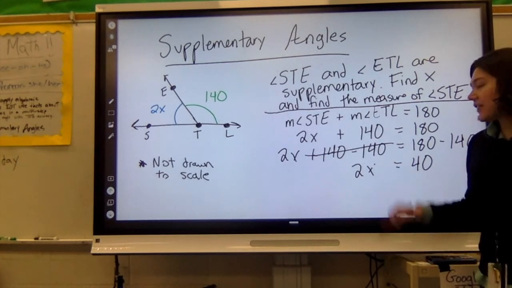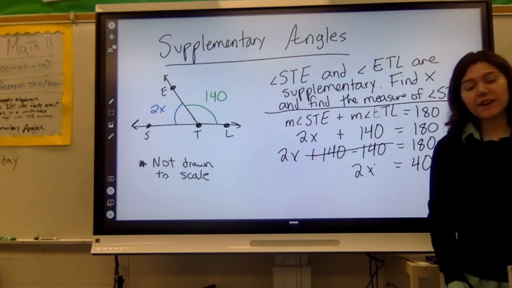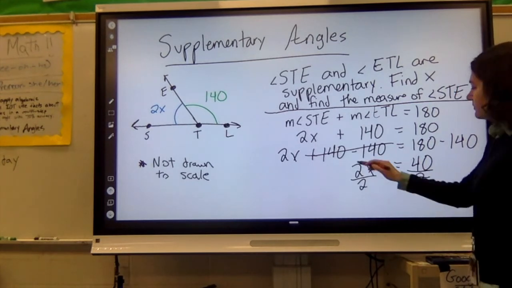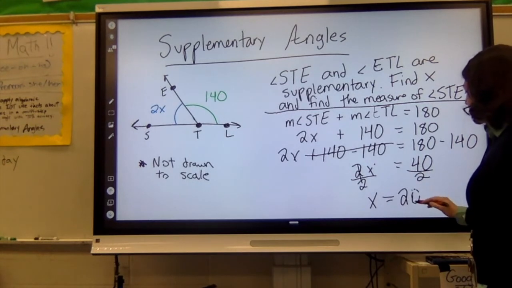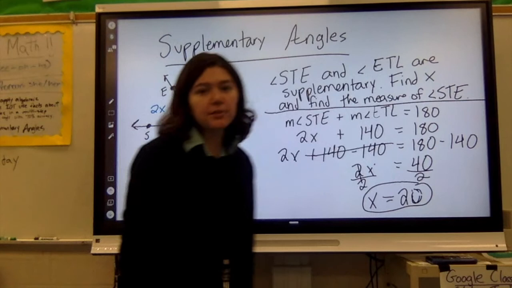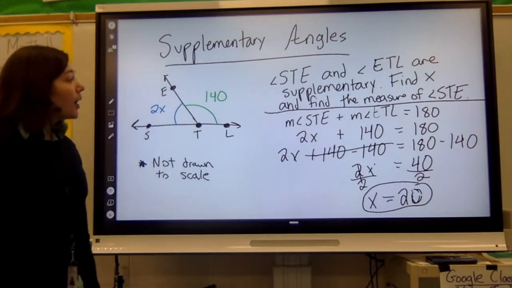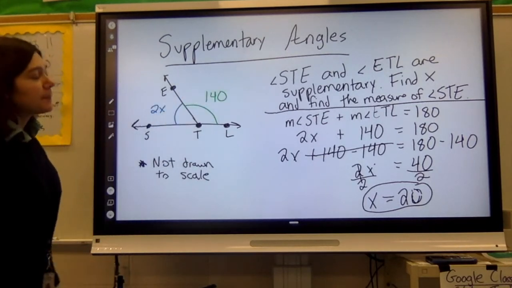And then lastly, I have x times 2. How do I undo multiplying by 2? I divide by 2. So divide by 2, divide by 2, and I get that x equals 20, which is what 40 divided by 2 is. So x equals 20. That's the correct answer to find x, but they also say find the measure of angle STE.